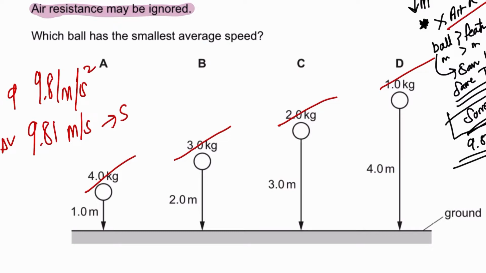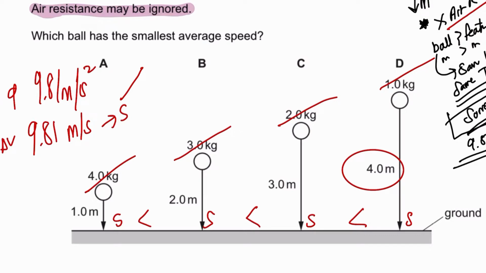Therefore the one that travels more distance, therefore has more time traveling, will have higher speed. The one that has the maximum length covered, therefore it's falling for a longer time, will have the most speed, right? So when D falls to the ground, its speed will be higher than the speed of C, higher than the speed of B, and higher than the speed of A.